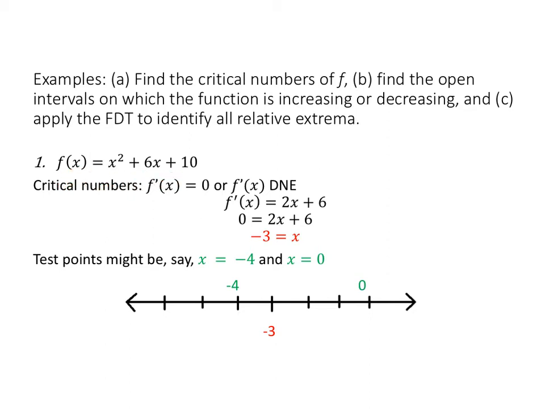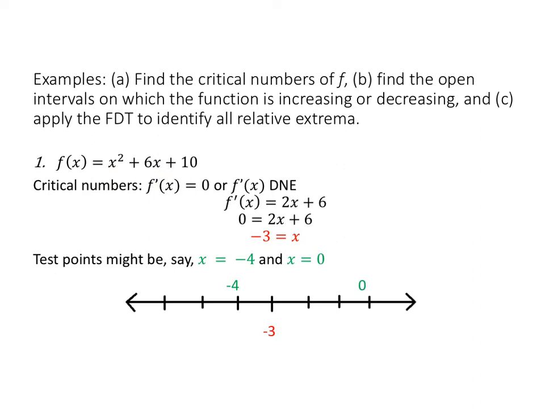I can envision this in my head, so I know it should only have one critical number. This is a parabola that opens up. It should have a minimum. I know this minimum is at the vertex. There's a lot of things I know about this just from algebra. So our calculus should absolutely work on a, quote, easier function.